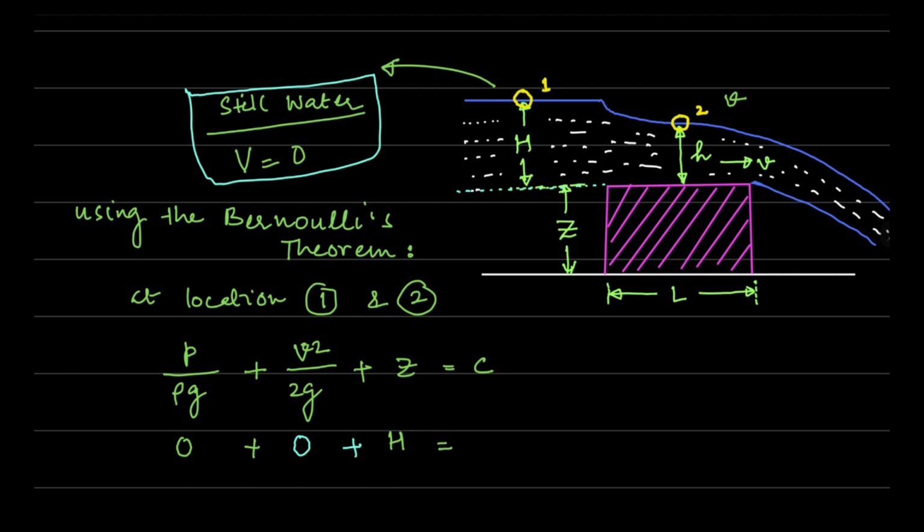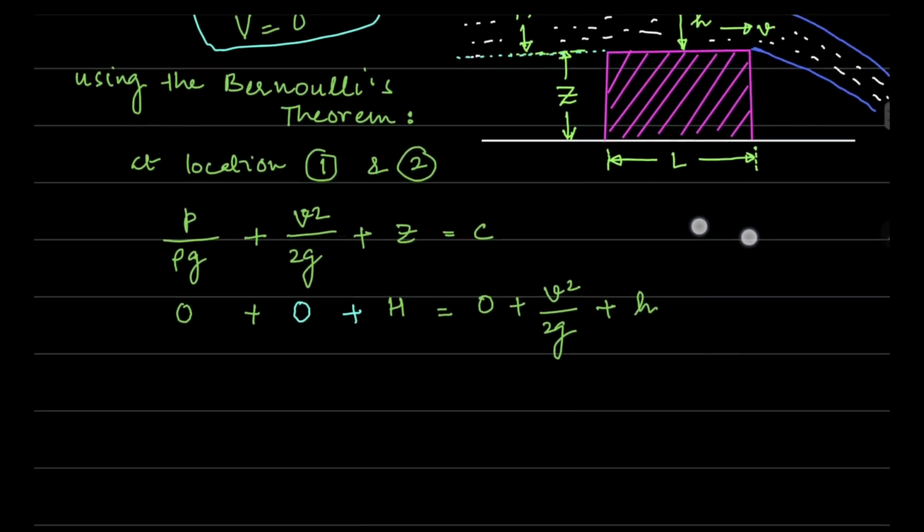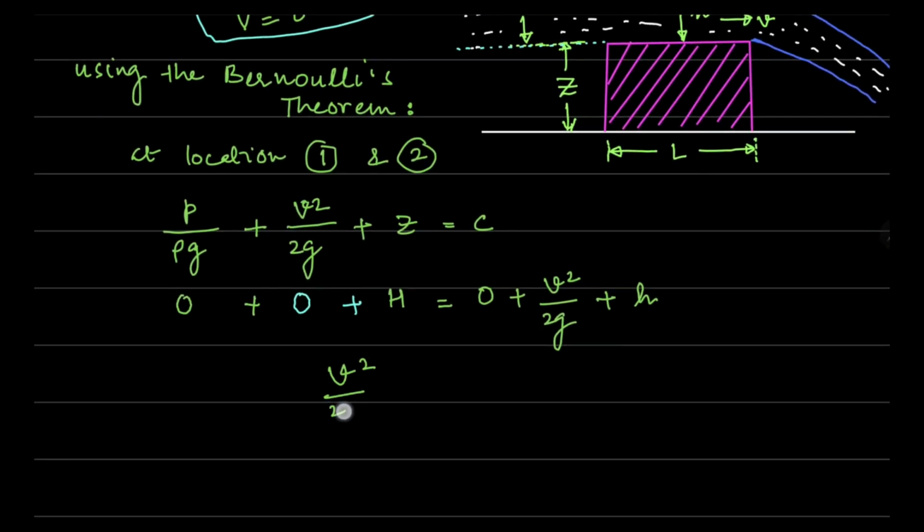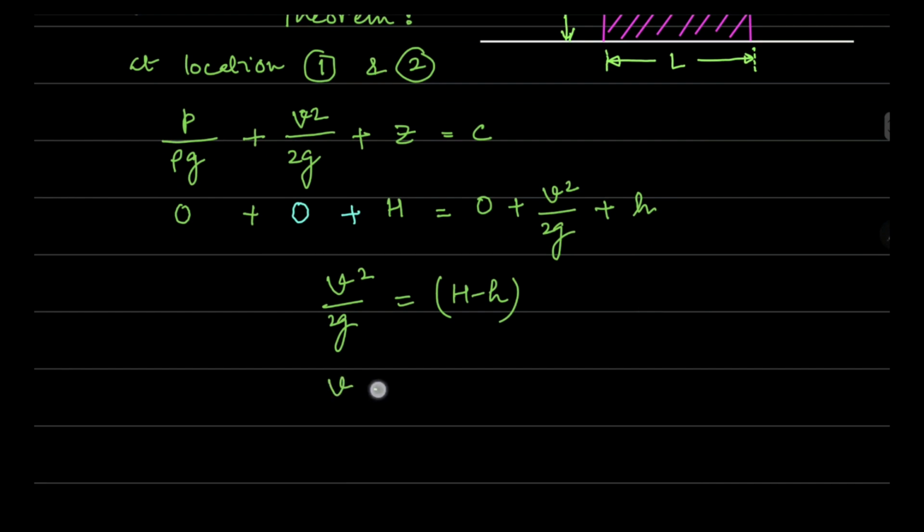Now at location 2, if we do this same thing, similarly P over rho g at location 2 will again be 0 because the top surface is exposed to the environment, and here the atmospheric pressure exists, so gauge pressure is 0, and we are writing our equation in terms of gauge pressure. Plus v square, so velocity at this location is v, divided by 2g, plus z, the level of the water surface above the datum, which is small h. Now if we solve this equation, we get that v square divided by 2g comes out to be H minus h. So we can write that v is equal to under root 2g (H minus h).